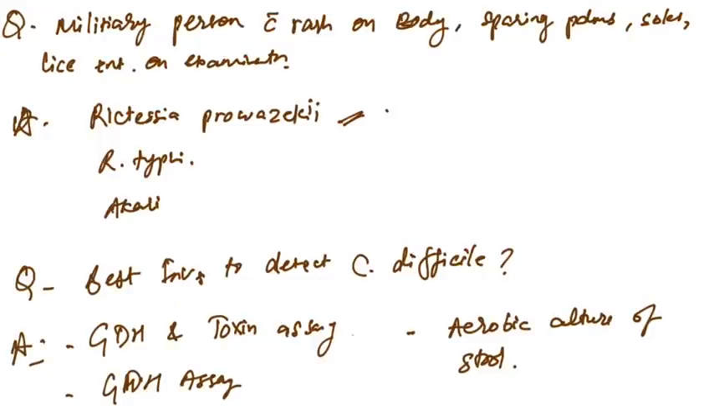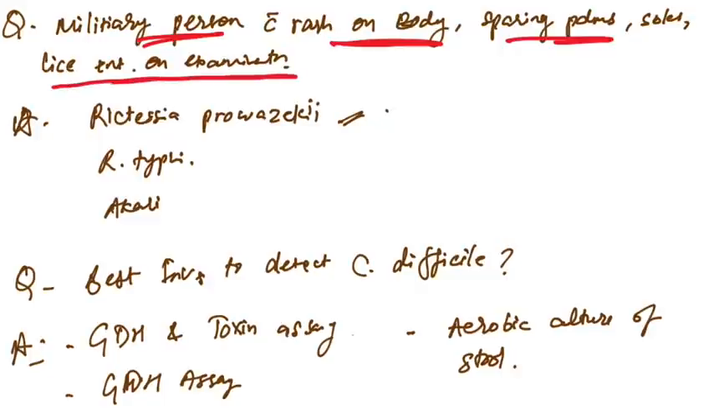Now, a military person with a rash on the body sparing the palms and soles, and lice present on examination. So this is easy: the organism is Rickettsia prowazekii. Prowazekii, not typhi, not akari.